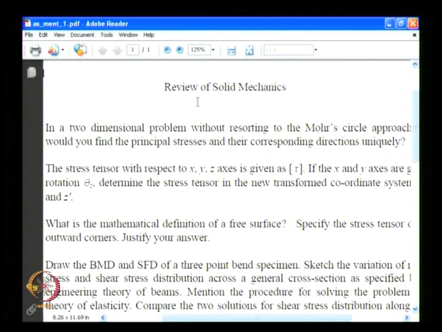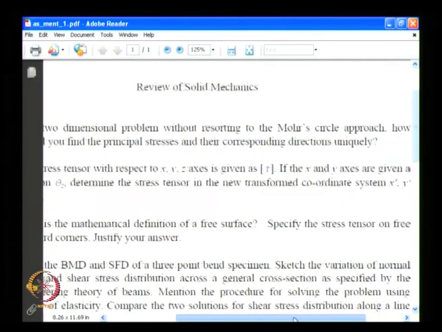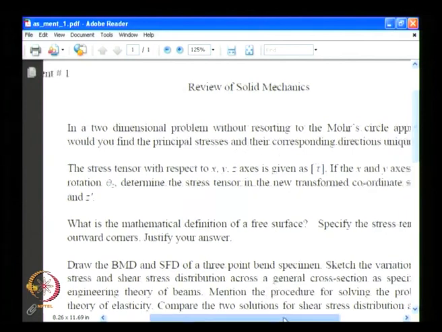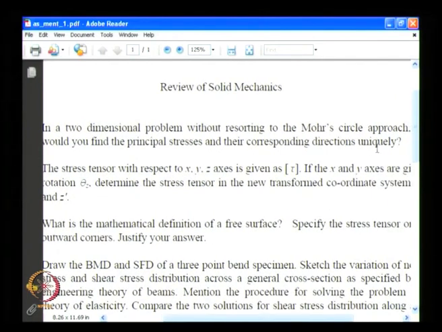And the first question is like this: in a two dimensional problem, without resorting to the Mohr circle approach, how would you find the principal stresses and their corresponding directions uniquely? See, what you need to understand is, you have done a course in strength of materials where you find out principal stress direction, where you also find out principal stress magnitude. And if you look at your learning, your focus was mainly on failure analysis. You were finding out Tresca yield criteria or von Mises yield criteria, wherein you need only magnitudes of principal stresses.